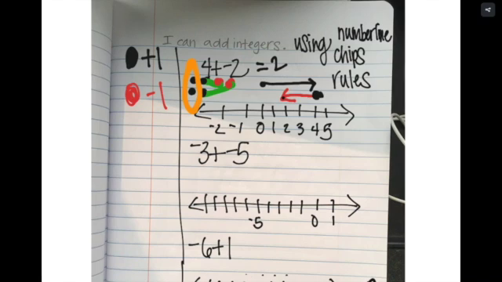Let's go ahead and do -3 plus a -5. So I'm going to start off at 0, and I'm going to move to -3. 1, 2, 3. Okay, here I am, right at -3. Now, it also said -5.